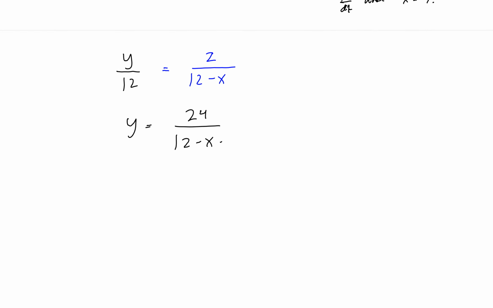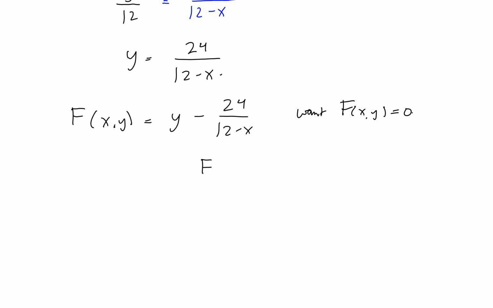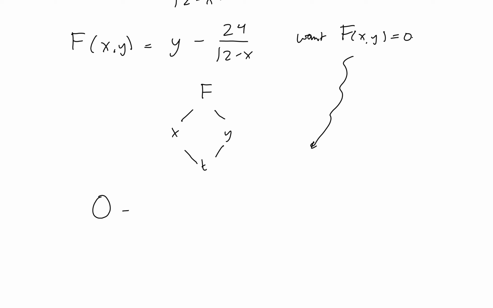And now we'll go ahead and do the same thing. We'll set up our equation. And we want to consider when f of x, y is equal to 0. And just like before, we have f as a function of x and y, which are both functions of t. So we differentiate this equation and get 0 is f sub x dx dt plus f sub y dy dt.